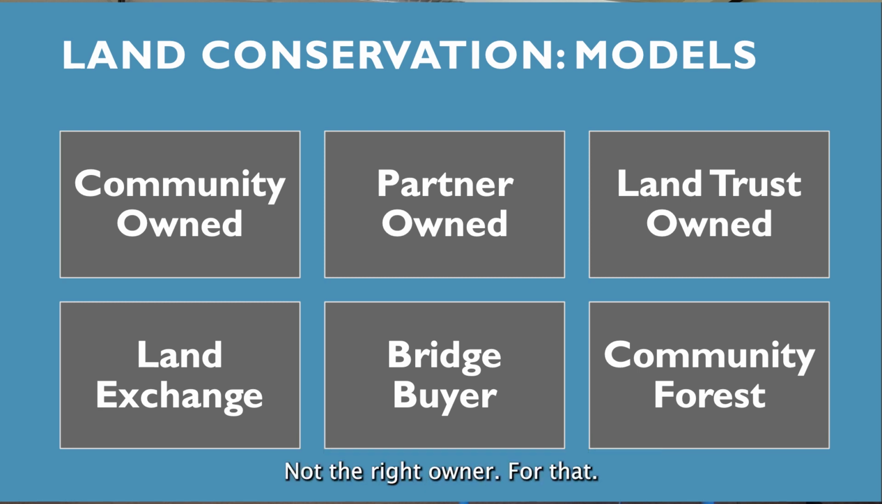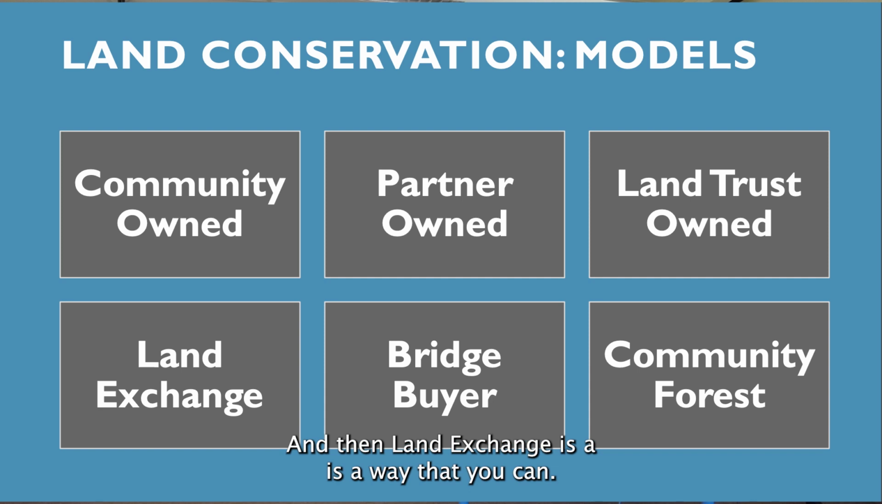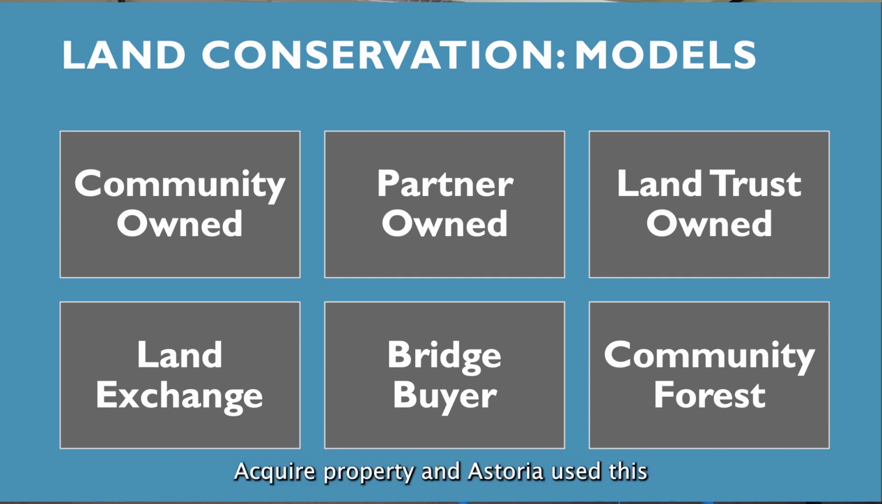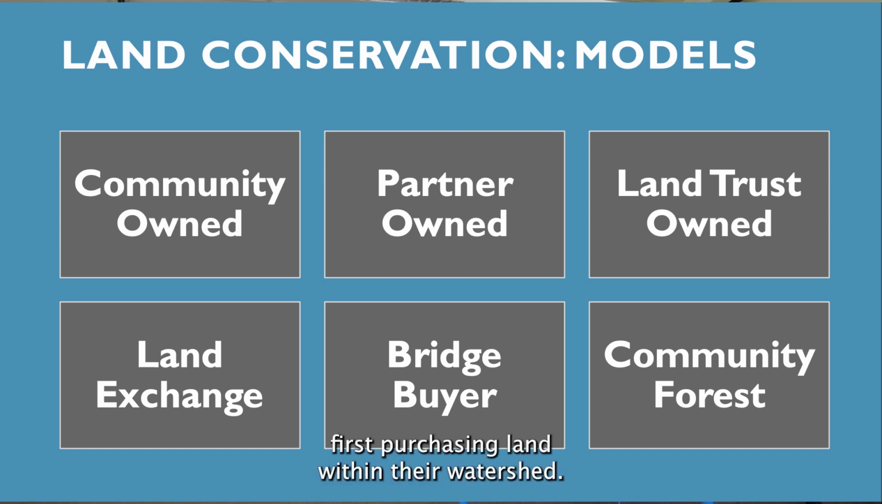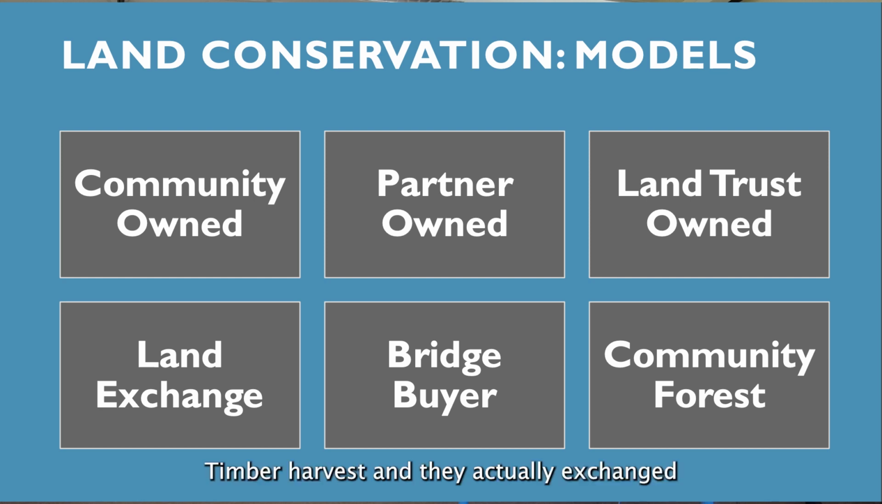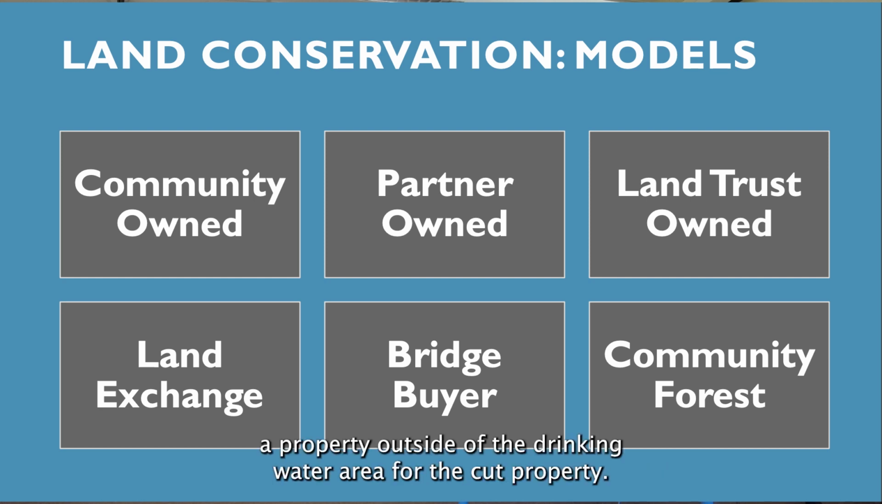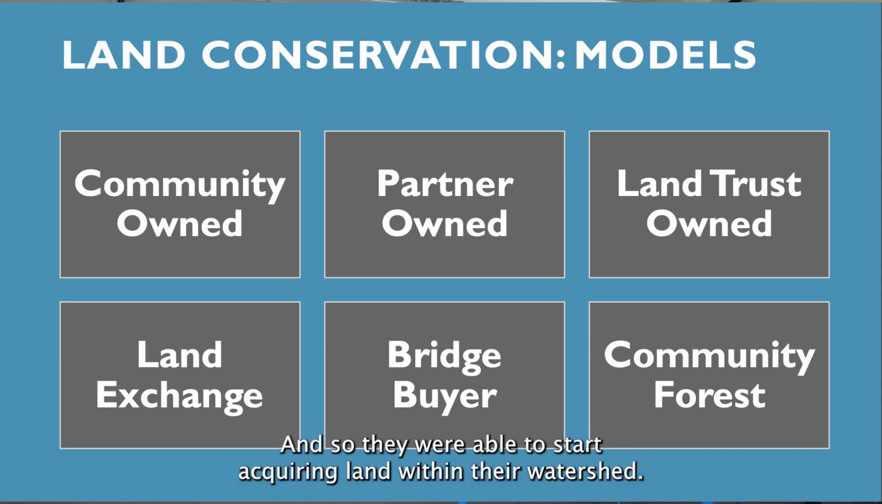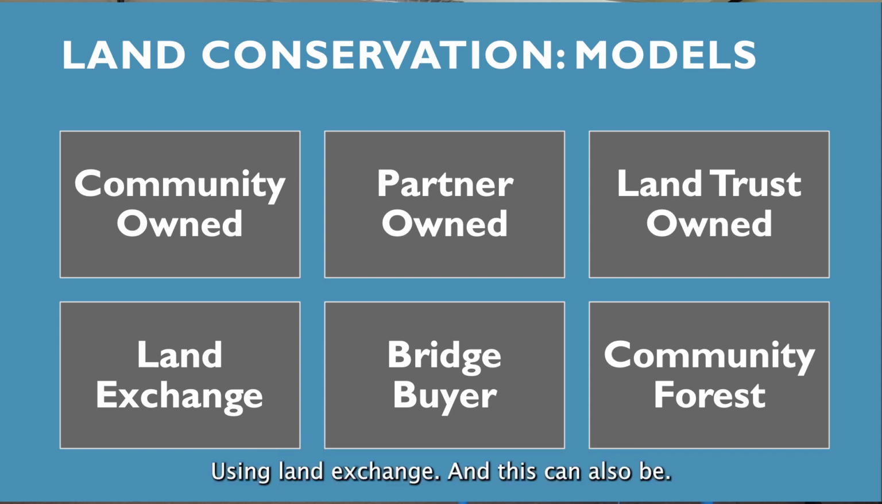And then land exchange is a way that you can acquire property, and Astoria used this when they were first purchasing land within their watershed. There was a timber harvest, and they actually exchanged a property outside of the drinking water area for the cut property. And so they were able to start acquiring land within their watershed using land exchange. And this can also be done in some circumstances with state and federal agencies.